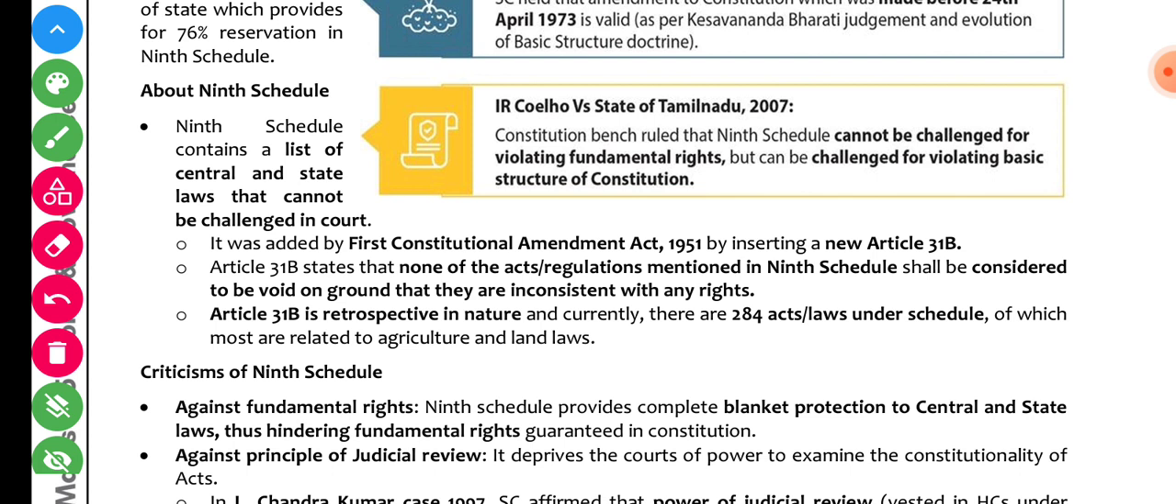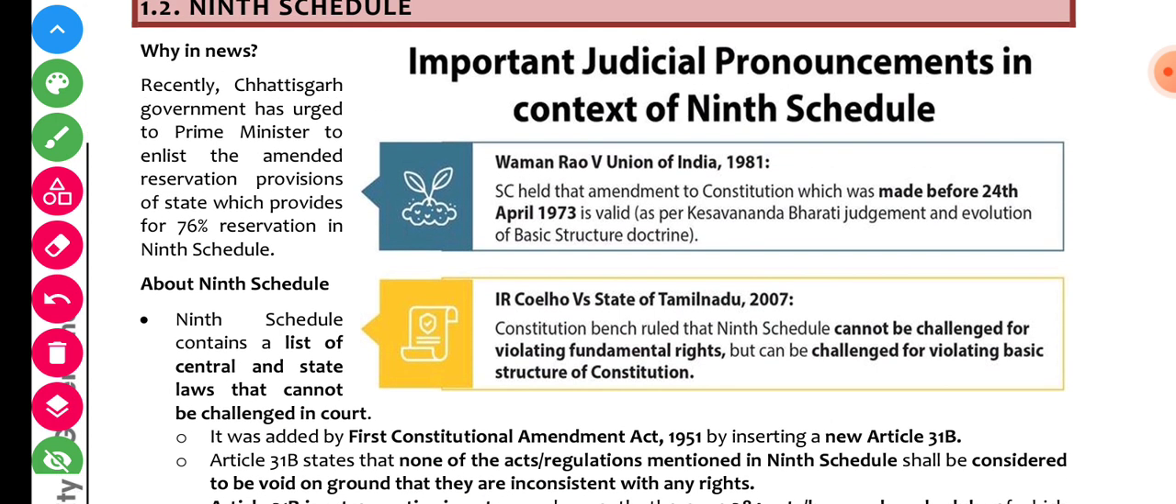They are away from judicial review. And Article 31B is retrospective in nature. That is, Article 31B can be retrospective, meaning that backdated rules, acts or regulations can be included in it. And currently there are 284 acts or laws under the Ninth Schedule, of which most are related to agriculture and land laws. So remember, okay.